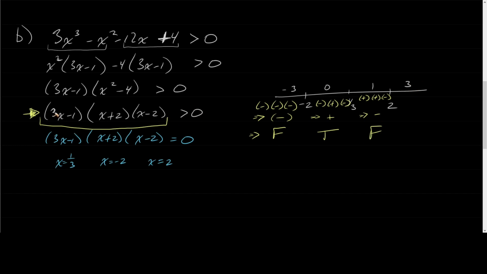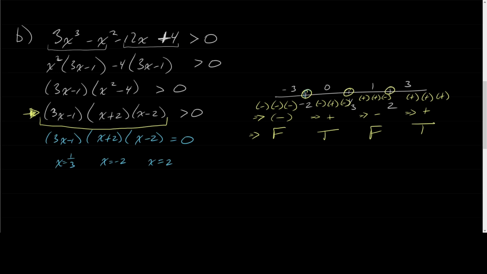Plug in 3. 3 times 3 is 9. 9 minus 1, that's positive. 3 plus 2, positive. 3 minus 2, positive. Overall, there's no negative, so overall this is going to be positive. So is a positive greater than 0? Yes, it is, so it's true there. Now, next thing. Here we have strictly greater than, so we don't care about the actual points at which it is equal to 0.